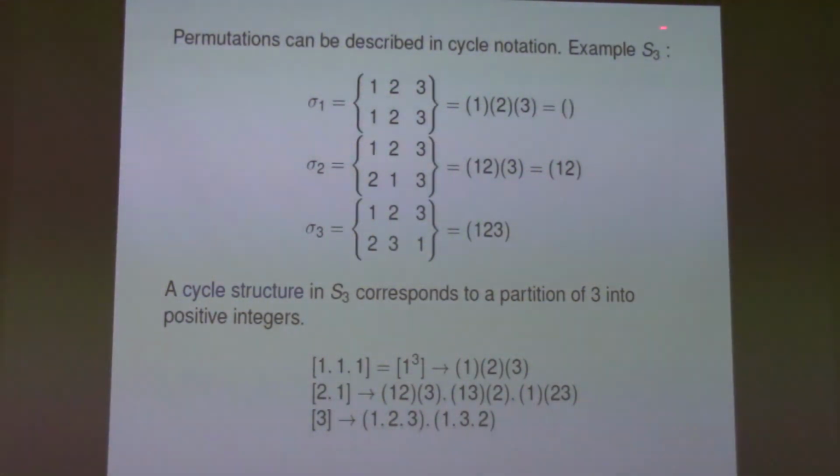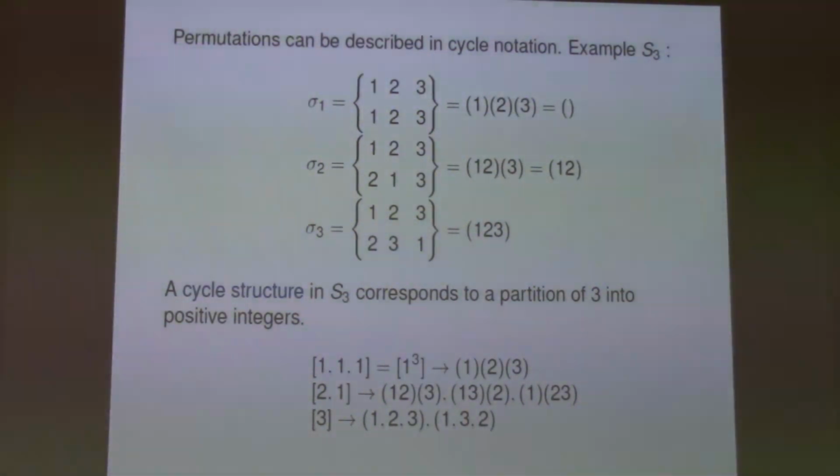Now take S3, just to make it a bit more concrete. If you have the identity permutation, 1 goes to 1, 2 goes to 2, 3 goes to 3, we're going to write it in cycle notation as (1)(2)(3). This 1, 2 swap, where 3 stays fixed, in cycle notation is a 1, 2 swap with 3 staying fixed, and also written as just (1 2), forgetting the 1-cycles, which is trivial. And then (1 2 3), where 1 goes to 2, 2 goes to 3, 3 goes to 1, I'll write in this cycle notation.